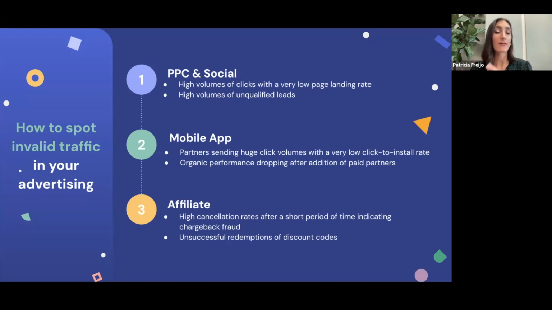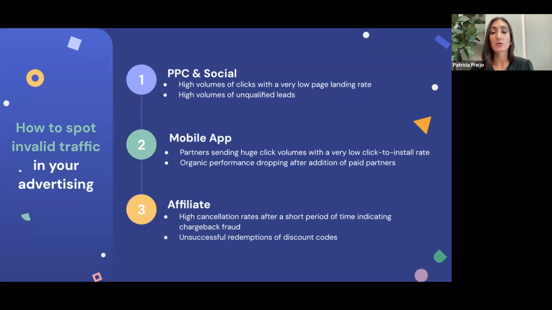So if you have added a lot of paid partners and all of a sudden your organic performance starts to drop, that's a clear indication of some ad fraud going on across your UA strategy. And for affiliates, some common signs are high cancellation rates after short periods of time, indicating chargeback fraud.